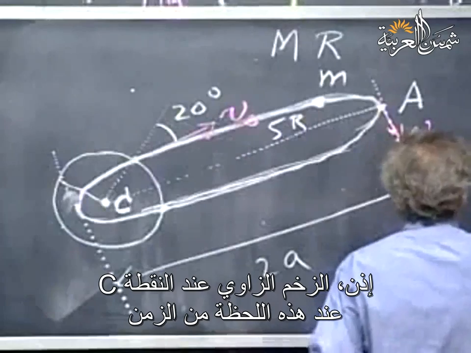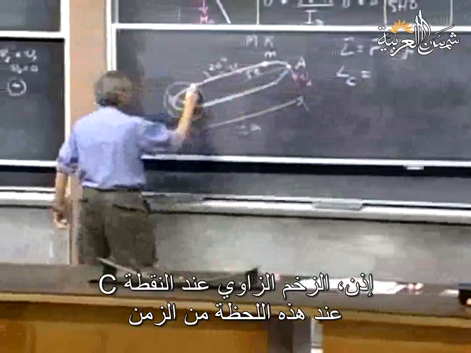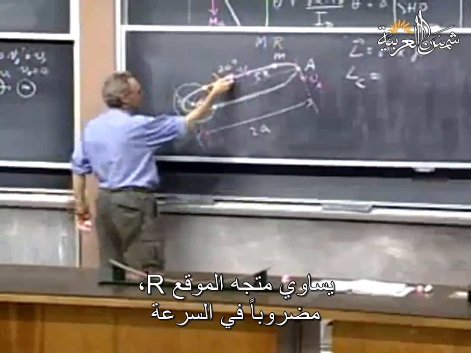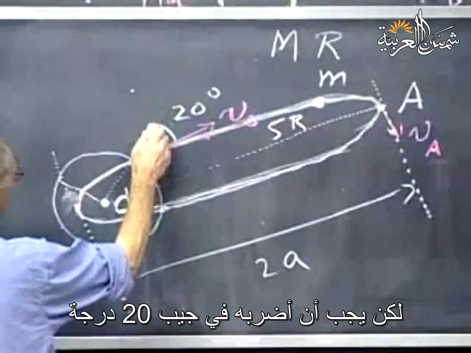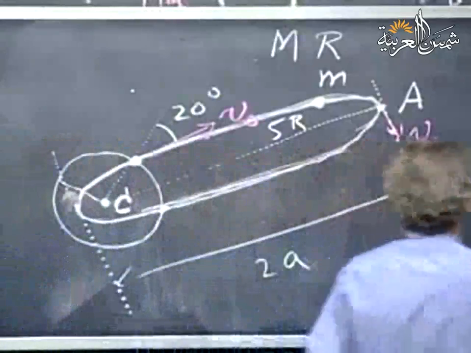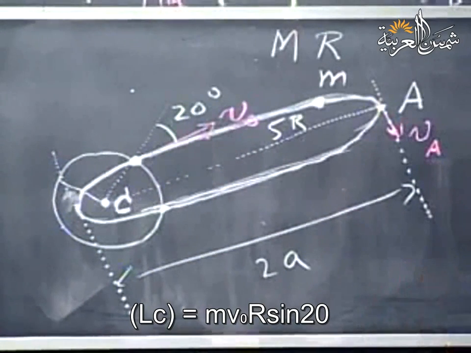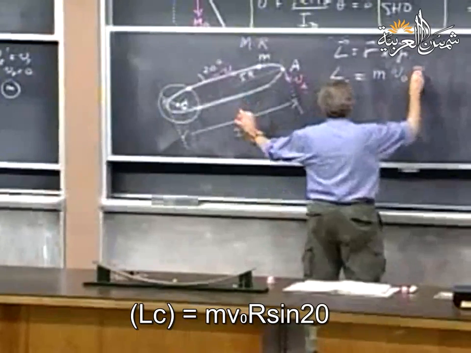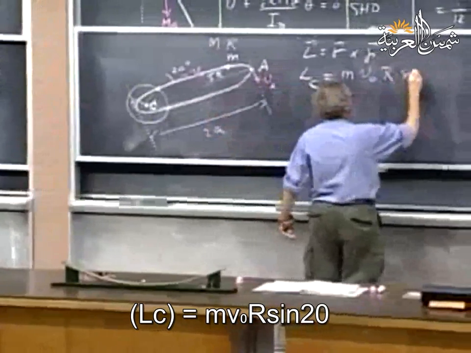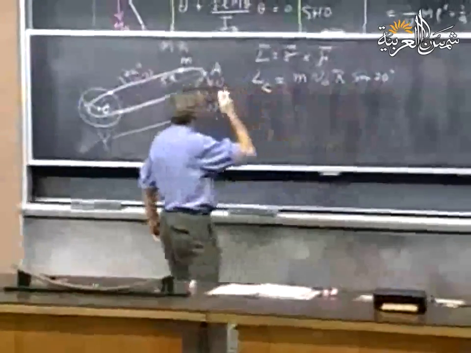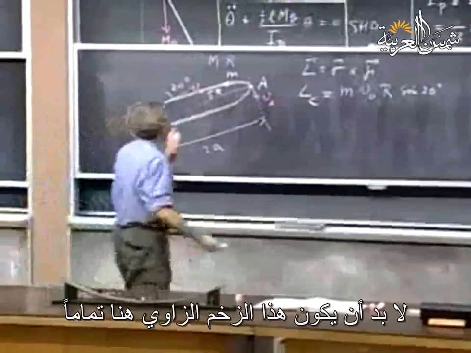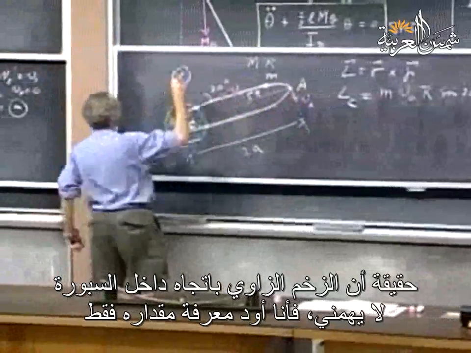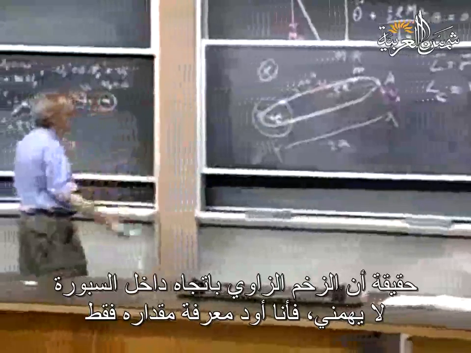So the angular momentum relative to point C at this moment in time is the position vector, which is capital R, times the velocity, but I have to multiply it by the sine of 20 degrees. So it is m v, right? So we get a v0 here, we get a capital R here, and we get the sine of 20 degrees. That must also be the angular momentum right here. The fact that the angular momentum is in the blackboard is no concern to me. I just want to know the magnitude.